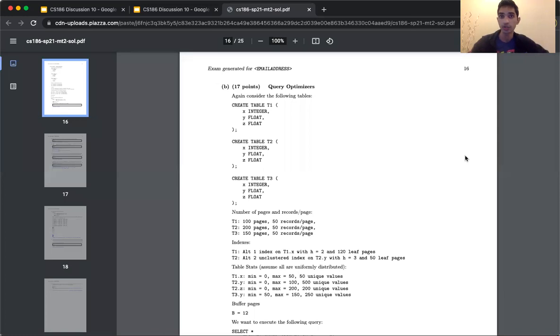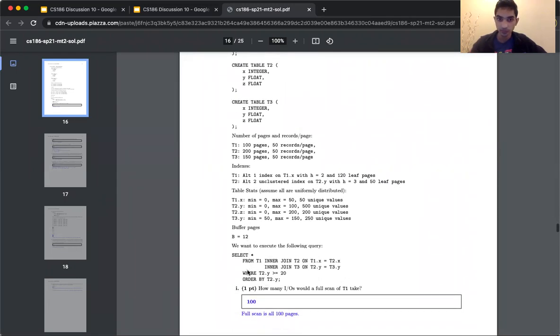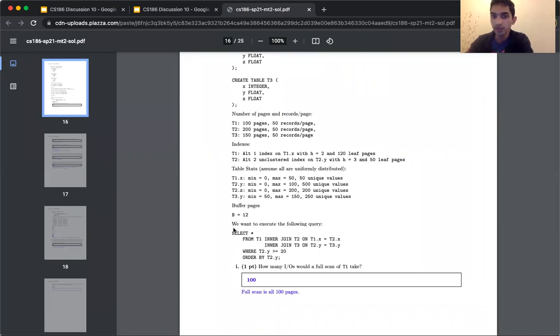Now we'll go over question 4b. In this question, we calculate some IOs with query optimization. In this question, we have three tables. We have the pages and the records per page. We're given a few indices, and we have some stats on the columns of the table. Okay, and we were given that we want to execute the same query that we executed in part A.